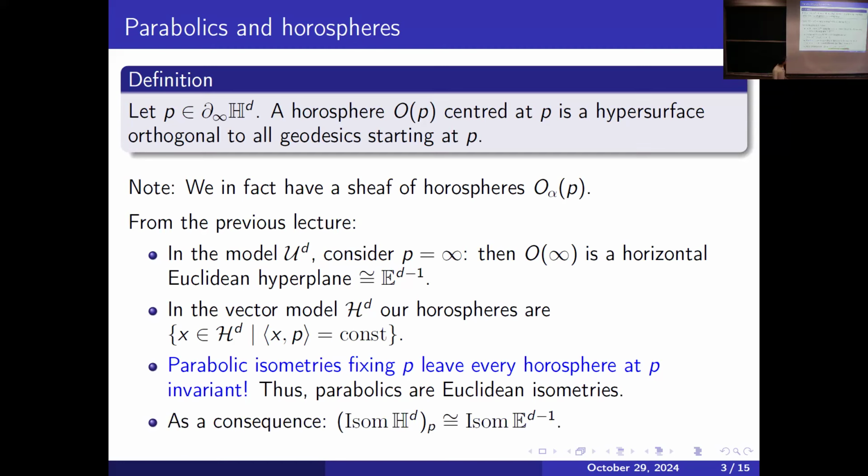As a consequence of this fact, the stabilizer in the full isometry group of H^d of the point at infinity, P, thus coincides with the full isometry group of the (d-1)-dimensional Euclidean space.